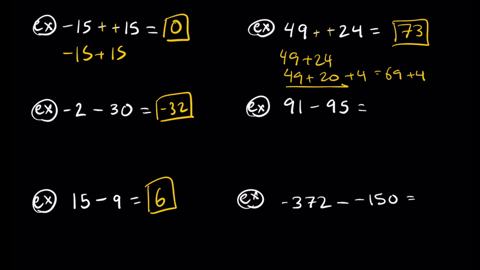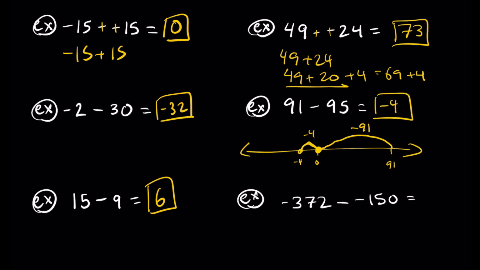91 minus 95. So here's my number line. If 91 is all the way over here, and I'm subtracting 95, well, I know I'm going to get down to 0 once I subtract 91. And then I still got to subtract an additional 4 to have a total subtraction of 95. So going from 0 and then minus 4 is going to take us to -4. So there's our answer.